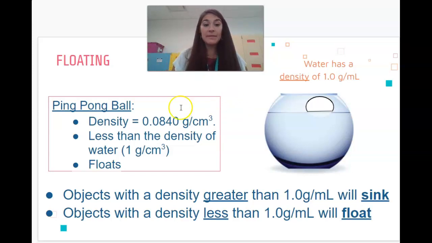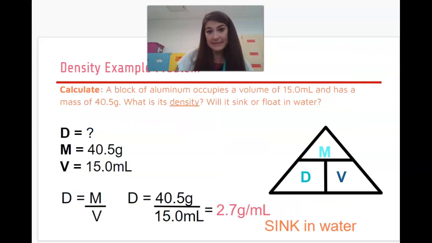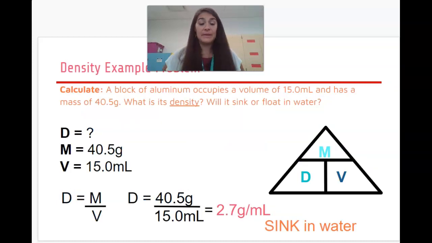Okay, so again, I'm giving you these numbers so you can see them exactly the way they are. But let's say instead of a ping pong ball, we had a marble. Now I'm telling you that the density of the green marble that I'm using is 2.5 grams per centimeter cubed. So when I put that marble into the bowl of water, the marble is going to sink. And again, that is because the density of the marble is greater than the density of the water. So let's go back to this question. Again, I want to know if my aluminum is going to float or sink.